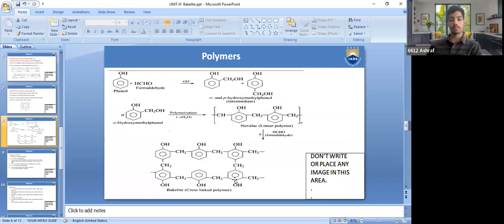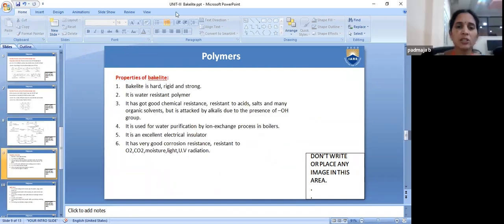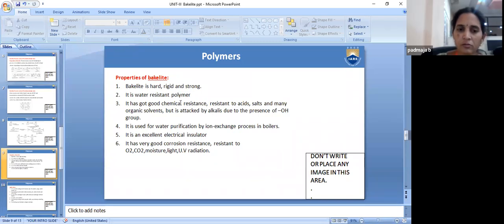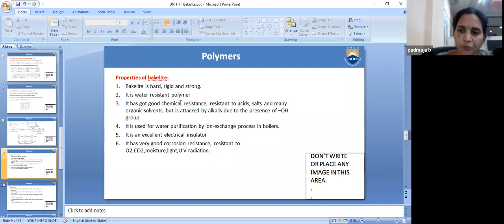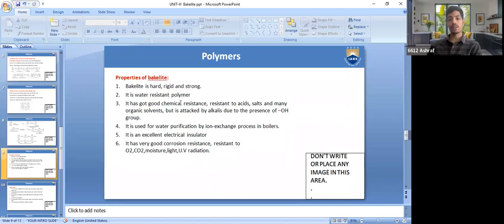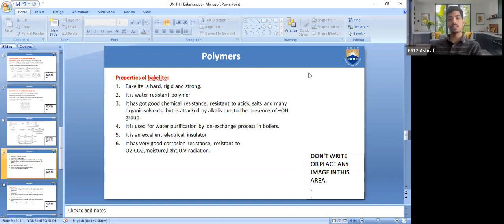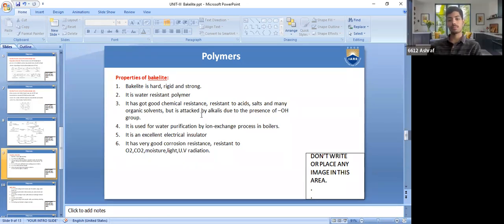Now tell me, what are the properties of Bakelite? It is hard, rigid, and strong. Water resistant polymer. It has good chemical resistance, resistant to acids, salts, and many other organic solvents. But it is not resistant to alkalis, because of the OH group.